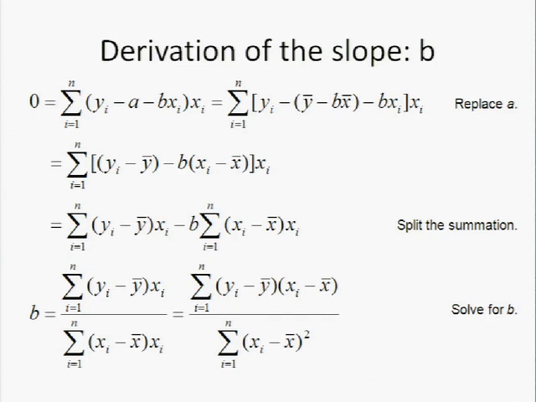Now I'm trying to solve for b, so therefore b is equal to this over this. And this is perfectly fine. You can leave your answer like this, okay? But most of the time they write it this way instead. And the difference is, instead of writing xi, it's xi minus x bar. And instead of xi here, it's xi minus x bar, and therefore that's why it's xi minus x bar squared.